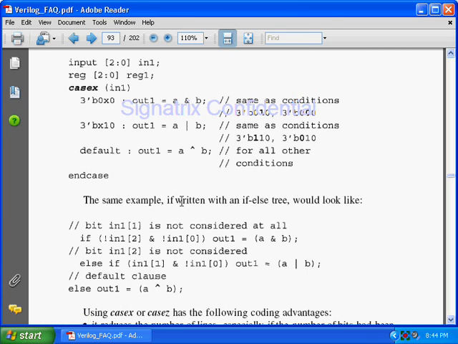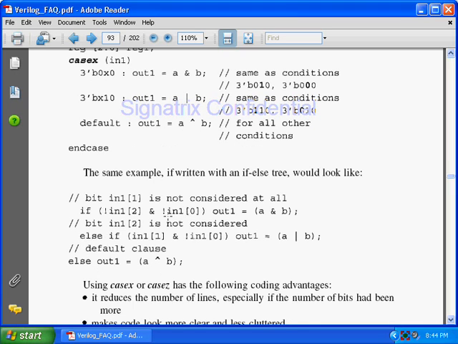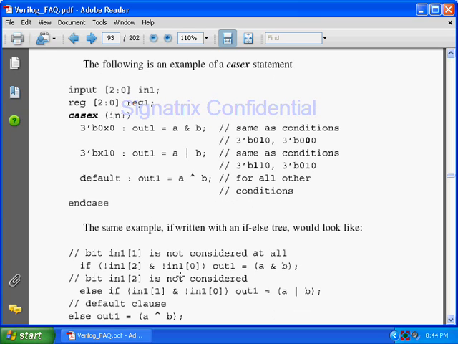The same example, if written with an if-else tree, would look like this. If you write it with the if-else tree, what is the answer they are telling? Not of in 1 and 2. And see, they are comparing only the second bit and the 0th bit. The x they are not taking into consideration.